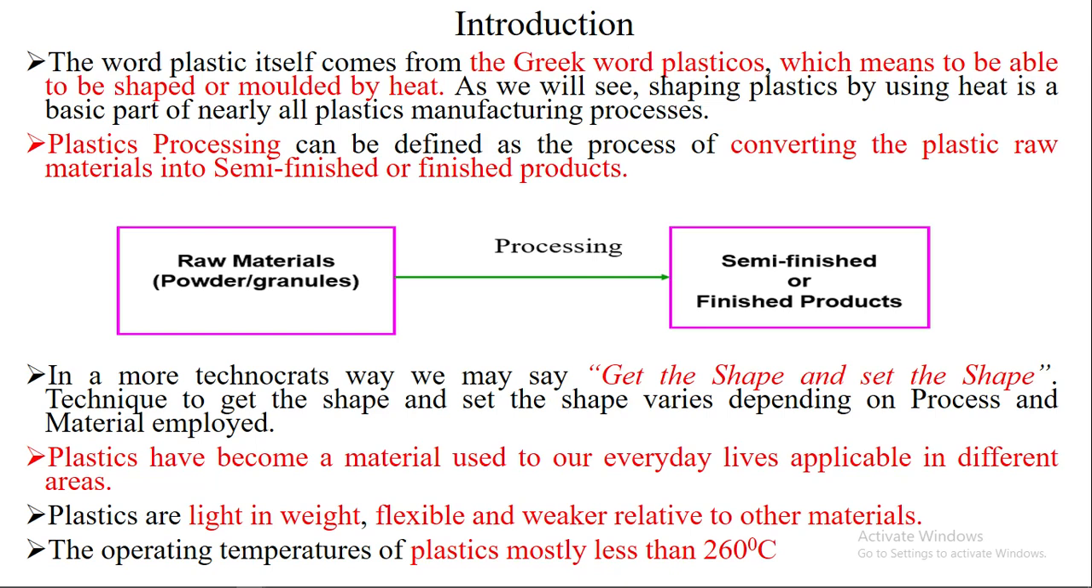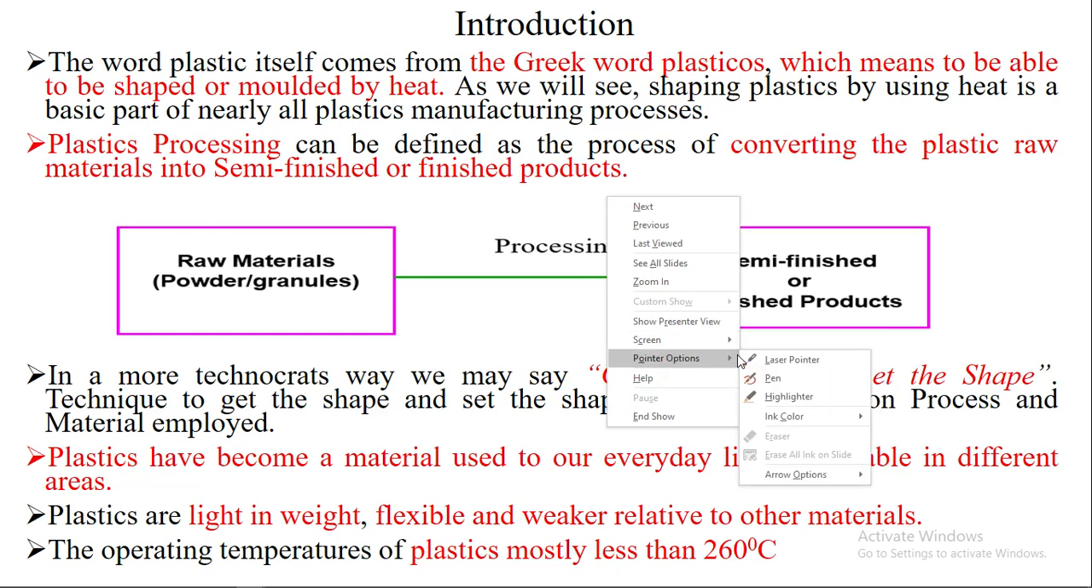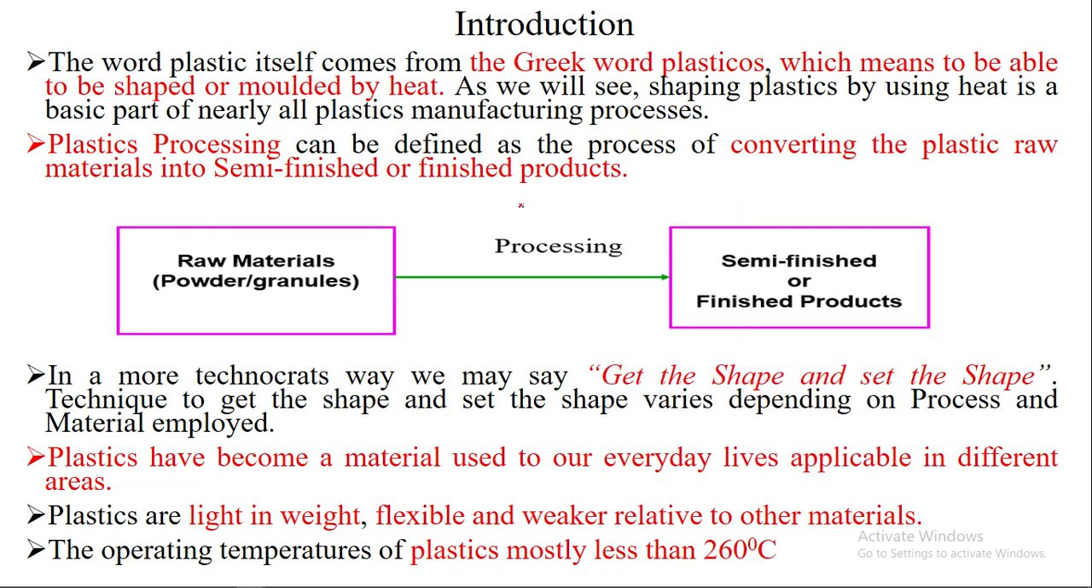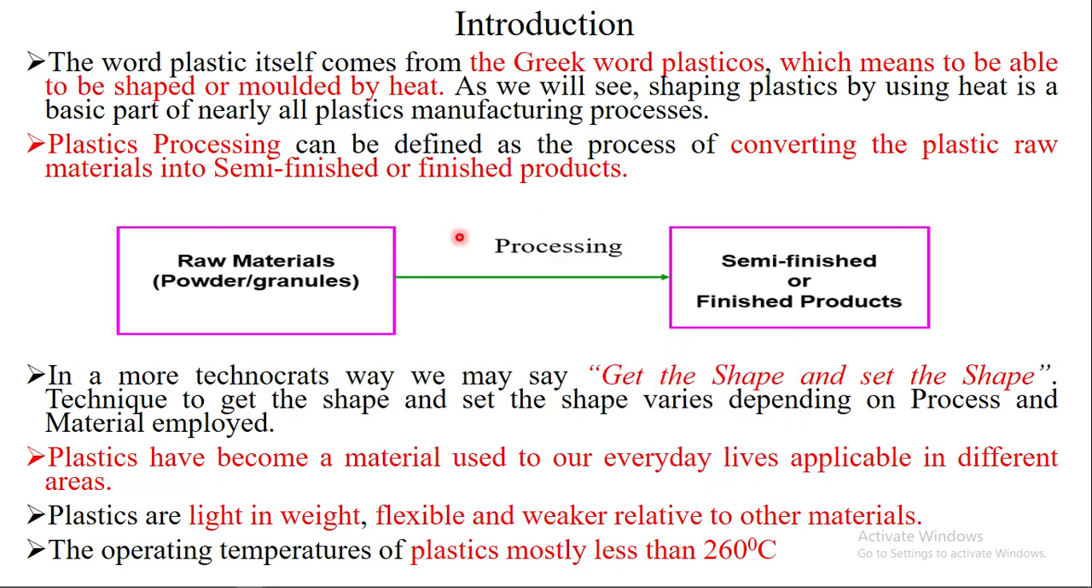Plastic processing can be defined as the process of converting plastic raw materials, or input plastics, into semi-finished or finished products. When we say semi-finished, we mean products which are not totally completed for customer use. Some parts of the products are not finished. Semi means not totally finished; it may need other manufacturing processes for the final finish.